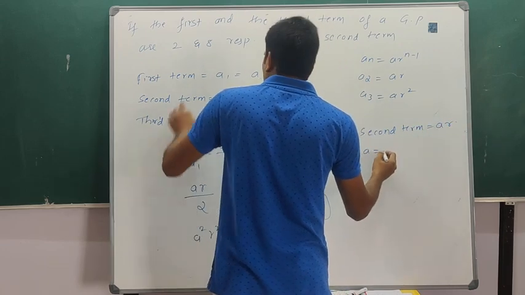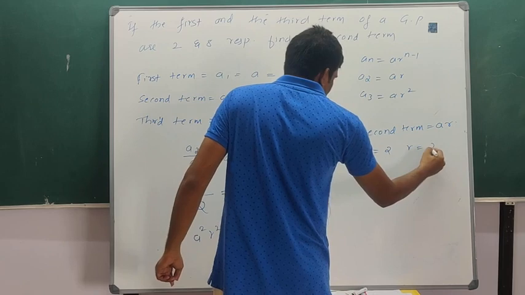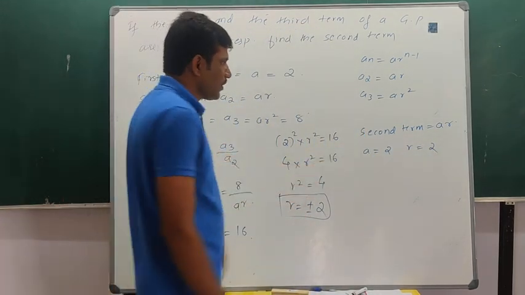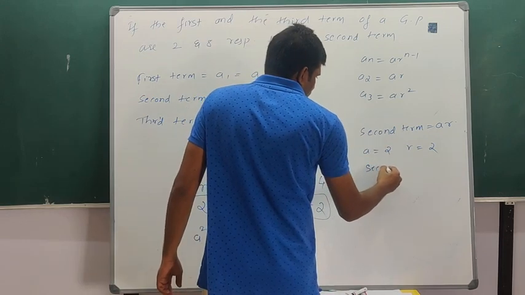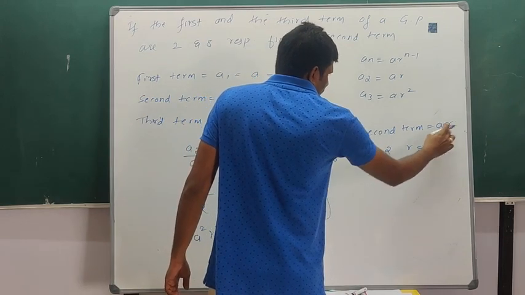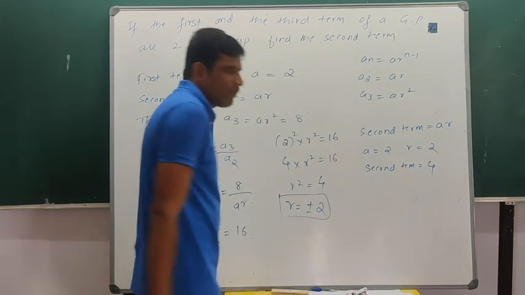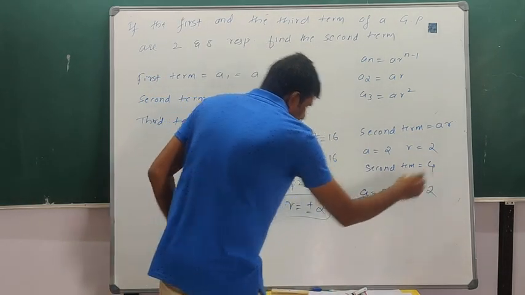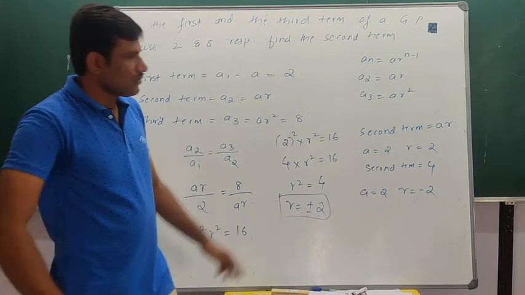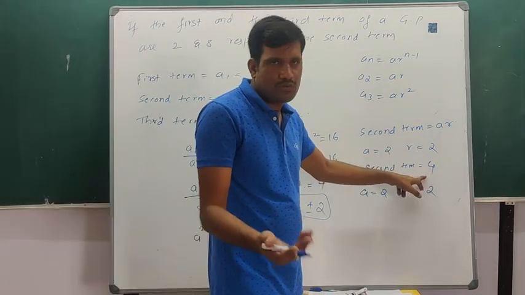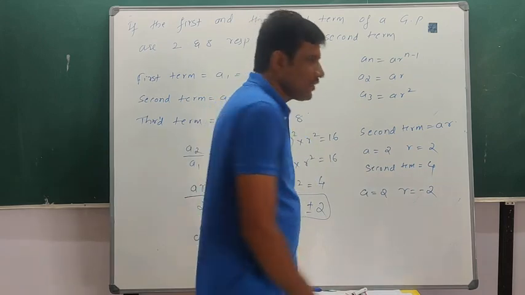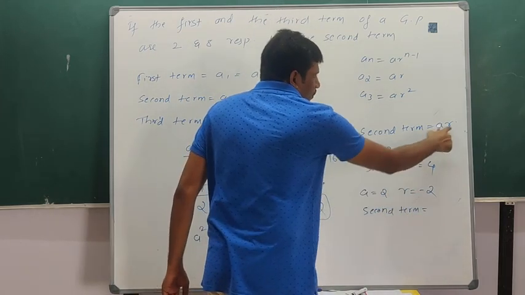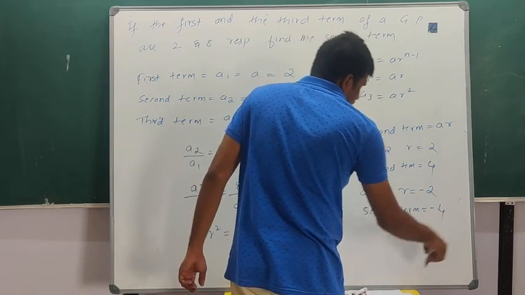First I will take the value of A as 2 and R value as plus 2. We have plus or minus 2, therefore first I will take R value as plus 2. What is the second term? Second term is equal to A into R, that is 2 into 2 is 4. Next I will take the first term as 2 and common ratio as minus 2. Here also, what is the second term? Second term is A into R. So that is 2 into minus 2 is minus 4.